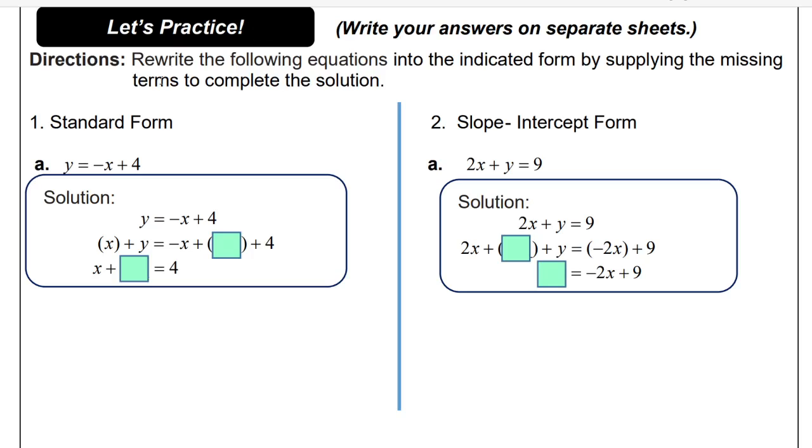Okay, so here in your activity, this is the given, then you are going to rewrite this, supplying the term to complete the solution. So you're going to write the following equation into the indicated form by supplying the missing term to complete the solution. So what are you going to add here so that this will become 0 and we'll just be left with 4? I mean, para maiwan lang ang 4.